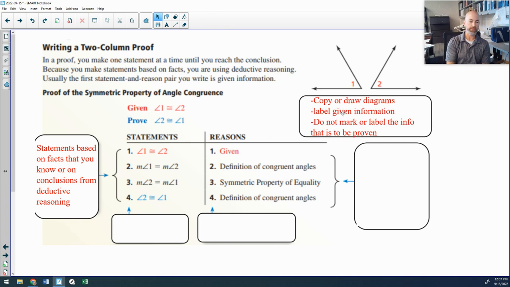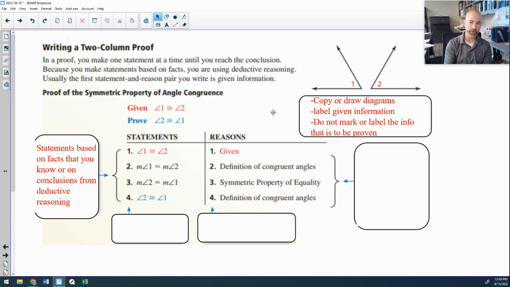When you are planning out your proof, it helps if you copy or draw the diagrams yourself. You can kind of label on them. And this is what I talk about in class as math doodling. You're just kind of doing stuff mathematically, and it helps your brain get into the right direction.